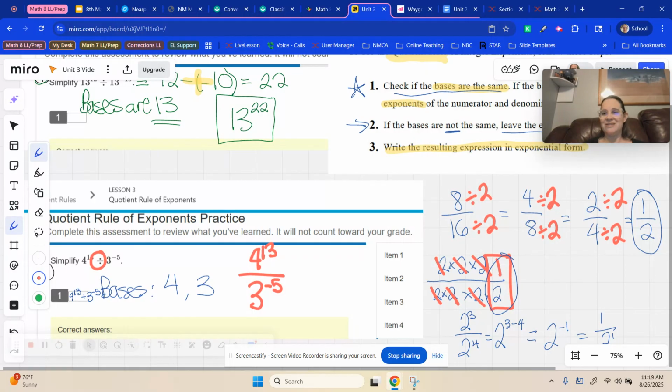Quotient means division. All right, guys, that's all I have today. Good luck.